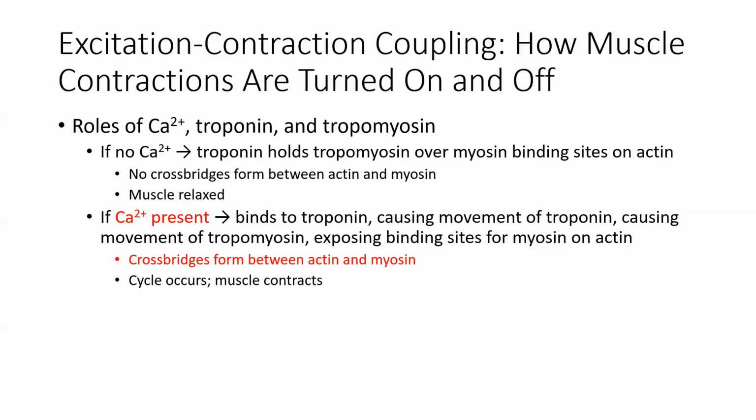Now, if calcium is present, it's going to bind onto that binding spot on troponin, and it's going to slide tropomyosin off of those myosin binding spots on actin, and that is going to uncover those binding spots and allow myosin to reach up and bind onto them, essentially forming that crossbridge cycling, and in that state, muscle will begin to contract. So this is how calcium regulates this process. If there's no calcium, muscle contraction is turned off and the muscle is in its relaxed state. And in the presence of calcium, muscle contraction is turned on and the muscle is in its contracted state.